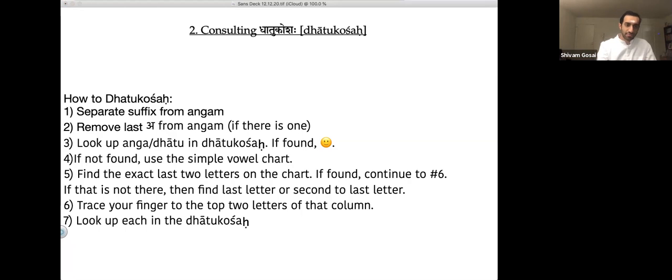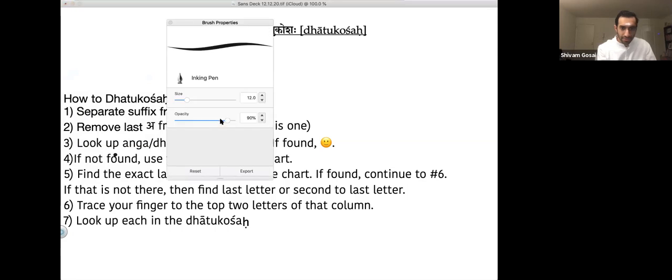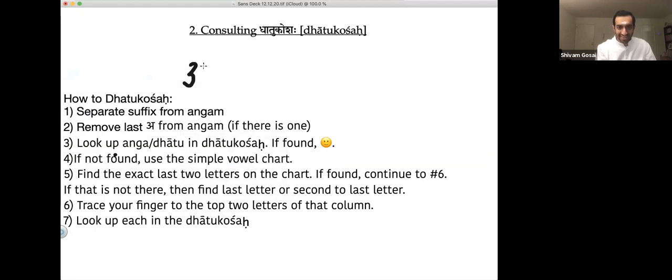Okay, so let me add another page. I have the verb. Let's look up Ushanti. Oh, that's really big. Let me try to make that smaller. All right, let's try this out. Okay, so there we go. That's better. Ushanti.